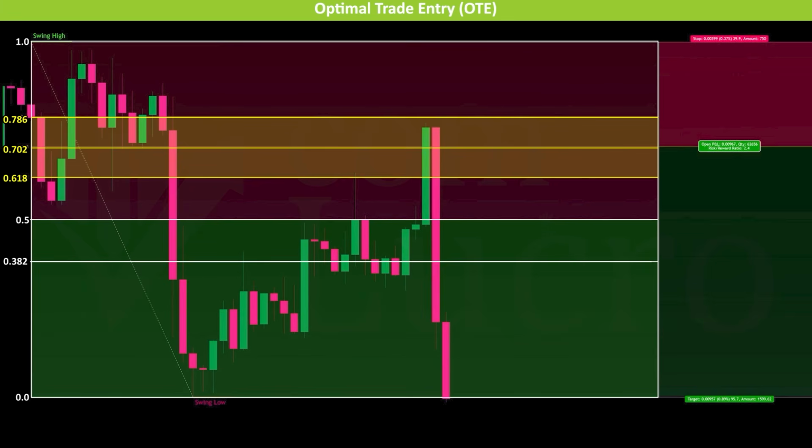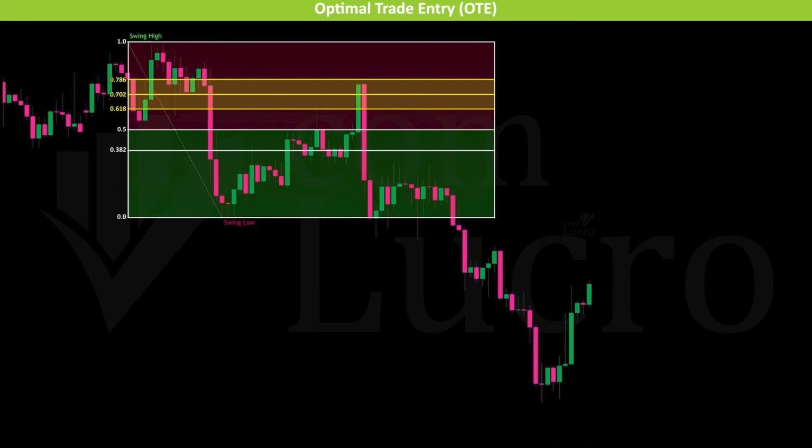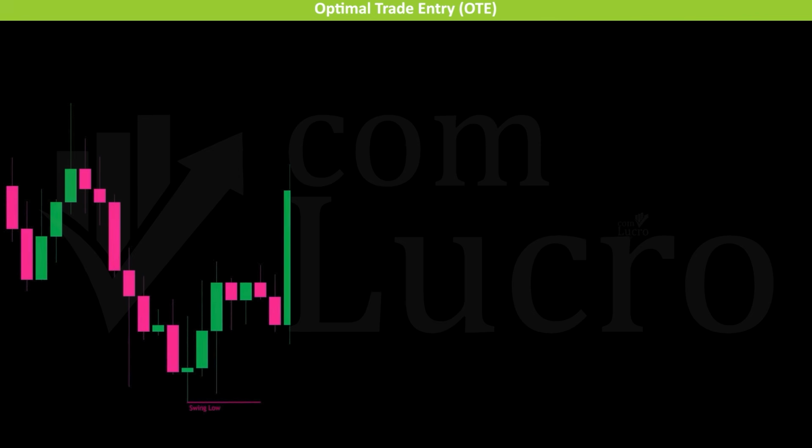If a short trade was executed at the midpoint of the OTE, with a stop loss placed above the swing high and a target set at the swing low, this trade would have delivered a 2.4 risk-reward ratio. In the final image of this sequence, price continues moving lower after the initial target is reached. This highlights an important point. While a 2.4 risk-reward ratio is solid, there was additional downside potential that could have been captured depending on trade management. Let us now look at a long trade example using the OTE.